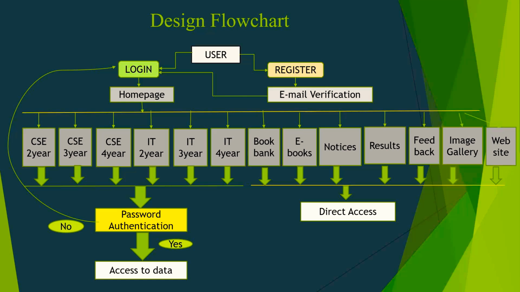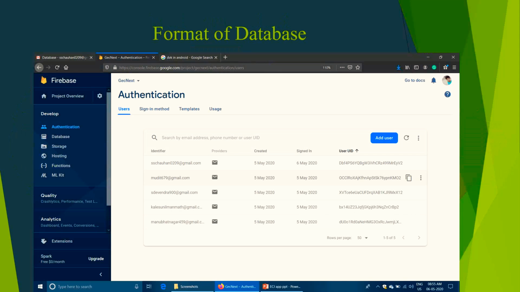Firstly, there is the user, or we can say the start activity, where you can log in or register. As you click on register, it asks for an email verification. After the verification, you can log in to the app, and at the home page there are several activities which are CSE second year, IT third year, IT fourth year, ebooks, notice, result, website, etc. The first six activities require a password authentication to access the data, and other activities can be directly accessed. So this is the flowchart, and here is the database over it.